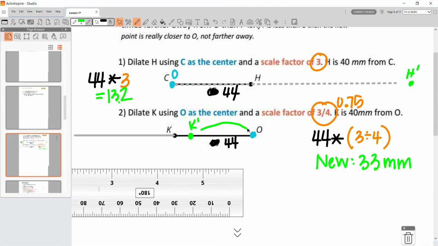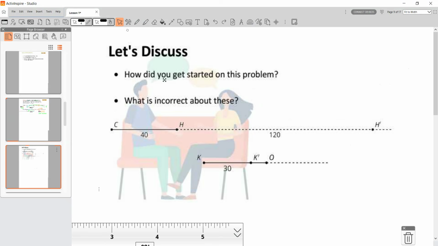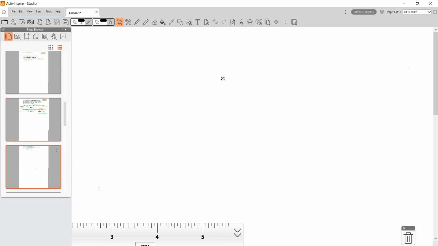Okay, so this distance is closer versus this distance was further away because the scale factor was greater than 1 in the first one and less than 1 in the second one. So this is the idea of how you're going to dilate. Make sure that you understand that, because in the next activity, you're going to need to do it. So let me get rid of this and let's write down.